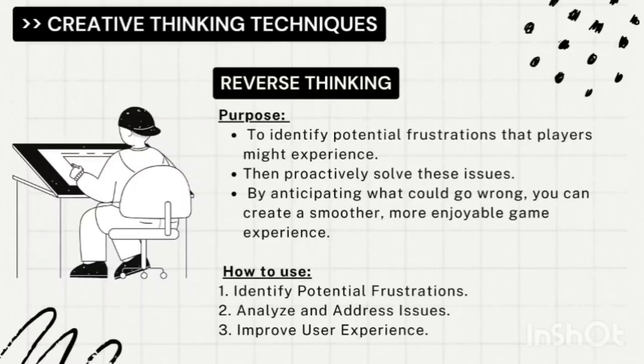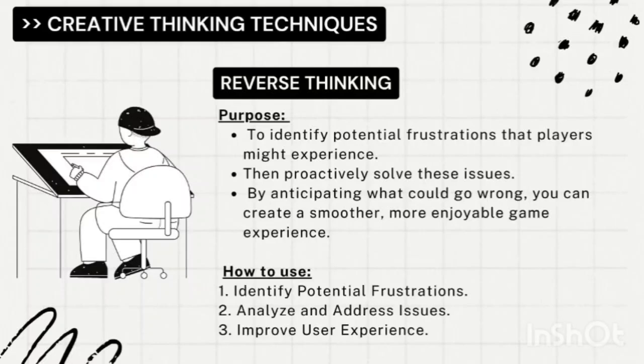Then, how to use reverse thinking. Number 1, identify potential frustrations. Start by thinking about elements that could make the digital version of the game frustrating. For example, long animations that slow down the gameplay, then unclear rules that confuse players.